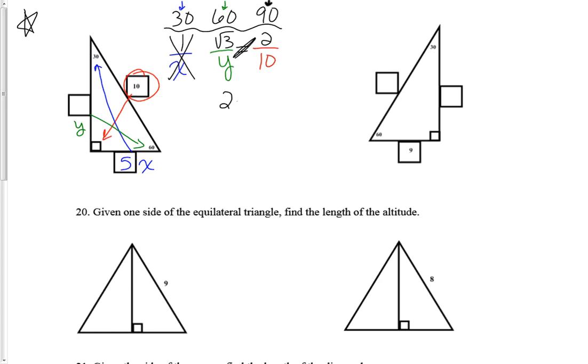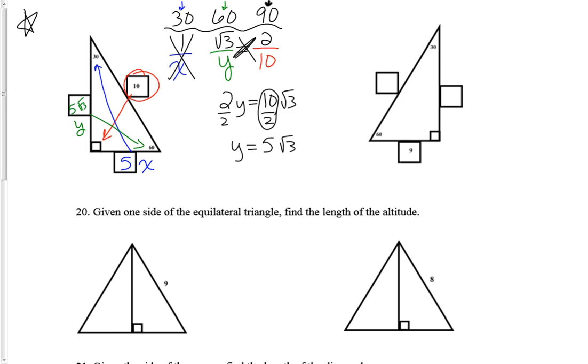When I cross multiply, I have 2y is equal to 10 square root 3. To get y all the way by itself, I divide both sides by 2. That gives me y is equal to 10 divided by 2 is 5 times the square root of 3. I go to my diagram and I put that in the box.